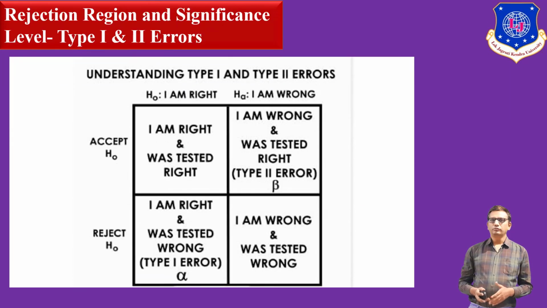Now we will discuss hypothesis testing and its error. What is hypothesis testing? When we analyze some data, we assume some hypothesis according to our data, and if it is right and our calculated answer is also right, then there is no error in the first quadrant. Here we can say that I am right and the test is also right.